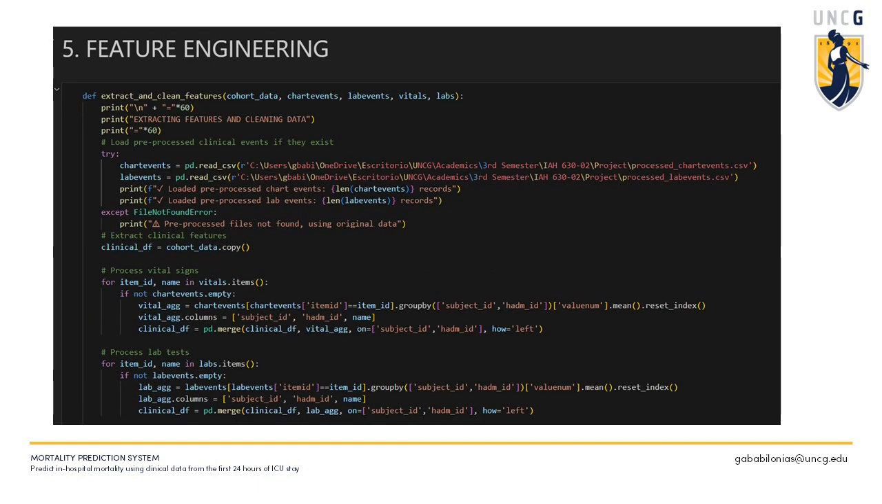Section 5, feature engineering function. Complete feature pipeline. Aggregates measurements, imputes missing values, removes outliers. Creates derived risk indicators: is_elderly, HR_abnormal, SBP_low, SpO2_low.